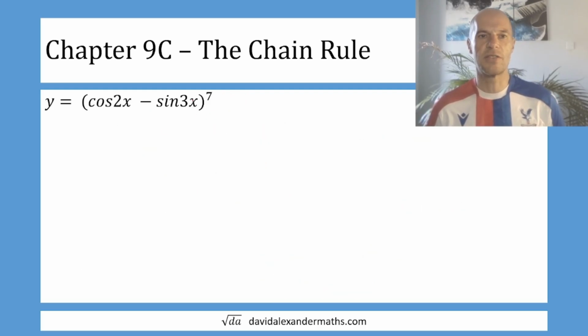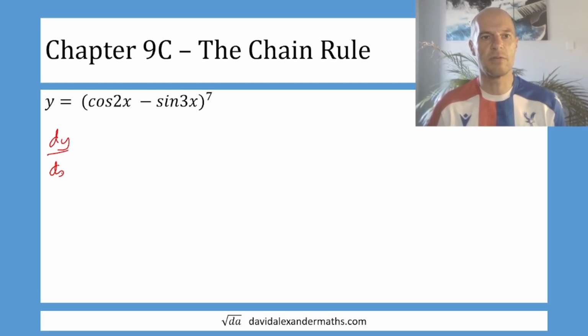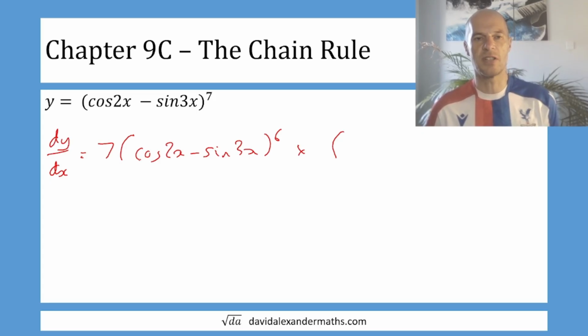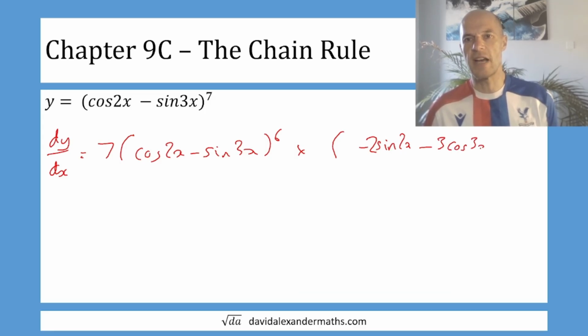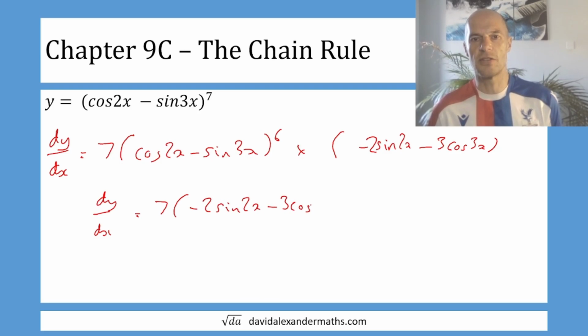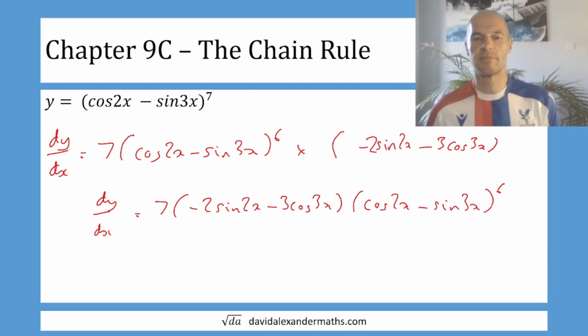Okay, so here we've got a slightly tricky one with some trigonometry going on. So let's just follow the rules that we've been using so far. The power comes down to the front, the bracket stays the same. We reduce the power by 1, and then we multiply by the derivative of cos 2x minus sine 3x. Now remember that the derivative of cos is negative sine, so that's going to be negative sine 2x, but multiplied by 2, so minus 2 sine 2x. Take away, now sine goes to cos, so that's cos of 3x times 3, so minus 3 cos 3x. You can write it any way you want really, but I would probably write it as 7 lots of minus 2 sine 2x minus 3 cos 3x multiplied by cos 2x minus sine 3x to the power of 6.